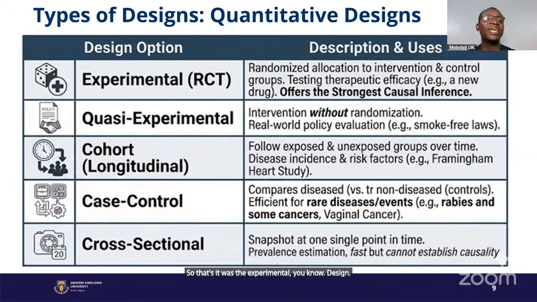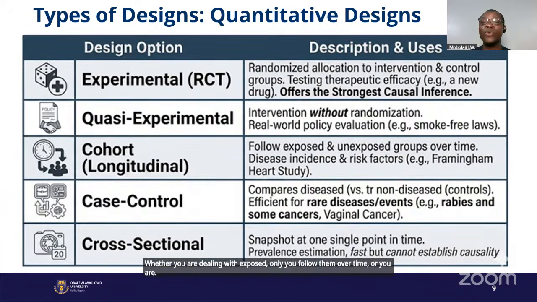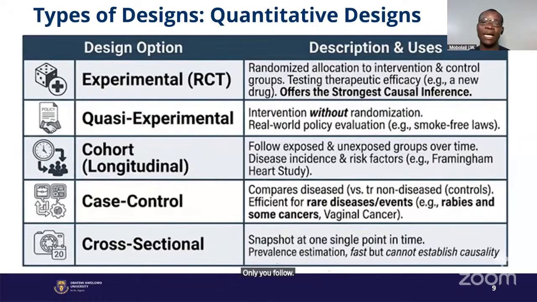And then we have the cohort design, otherwise known as longitudinal design. Although all cohort designs are longitudinal, in most cases, not all longitudinal studies are cohort, because some longitudinal studies may not be completely cohort studies. These designs follow the exposed, whether you are dealing with exposed only, you follow them over time, or you are dealing with unexposed only, you follow them over time.